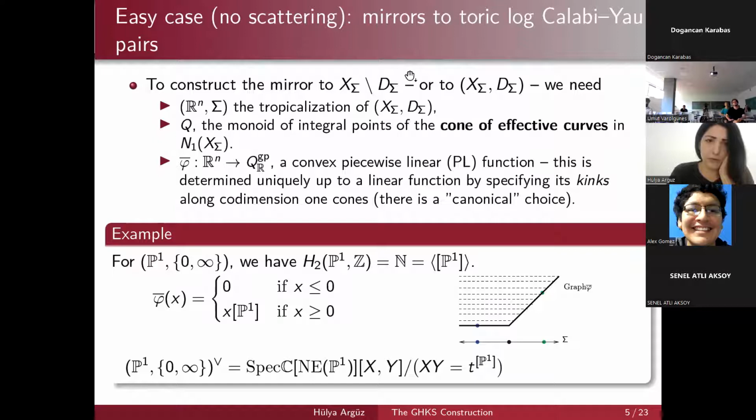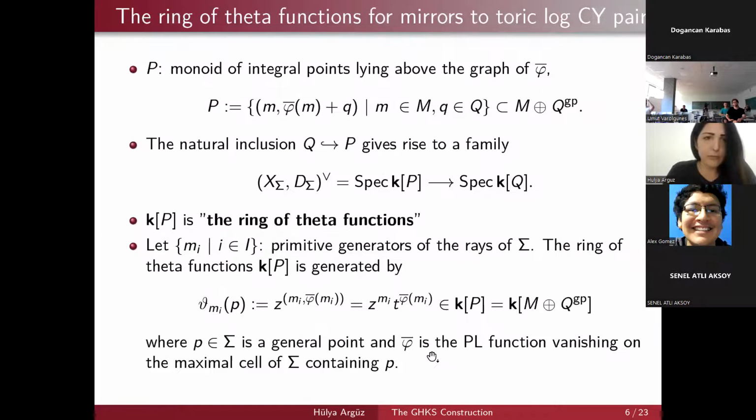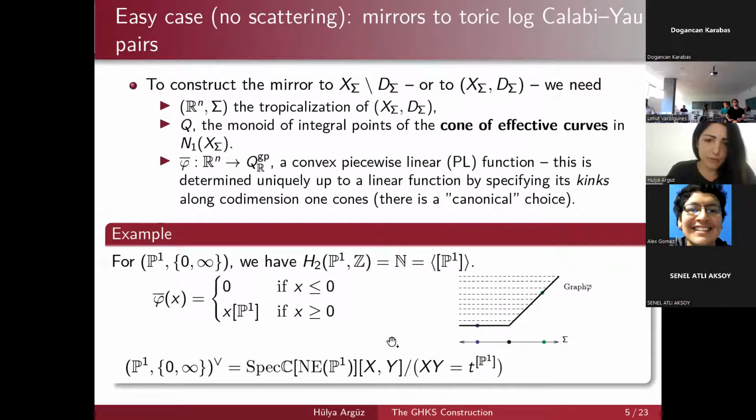And then what is the mirror for toric log Calabi-Yau pairs? You take the upper convex hull of the graph of the PL function, and you read this as the moment polytope of the toric variety, which is the mirror to the log Calabi-Yau. And what theta functions do is they give a convenient way to describe the mirror. So if you view this as the moment polytope of the toric variety, the associated toric variety will be given by the equation xy equals t^{2p}.